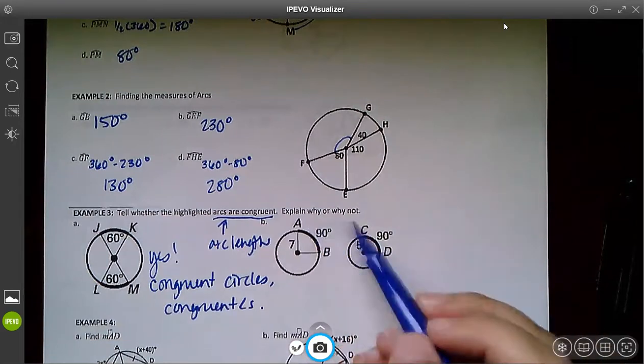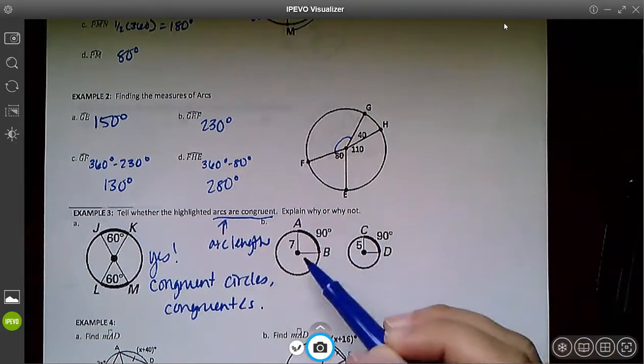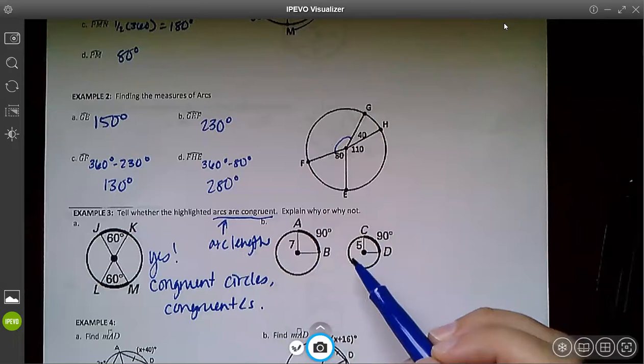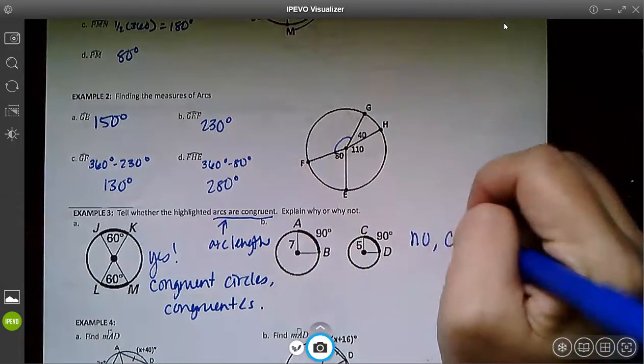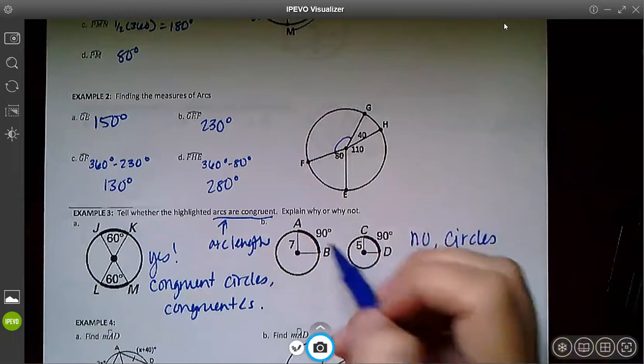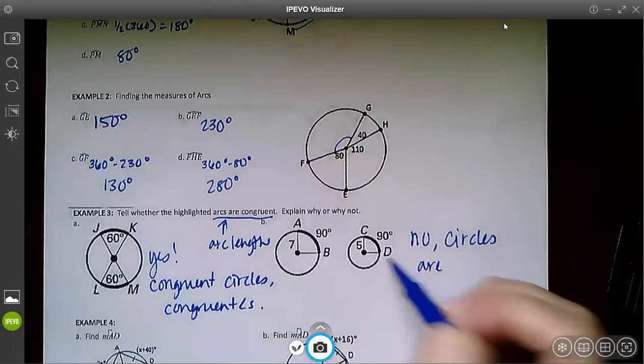This one, even though they are congruent angles, these are circles of different radius, so that means the circles are not congruent. So no, the length or the distance from A to B and from C to D are not congruent.